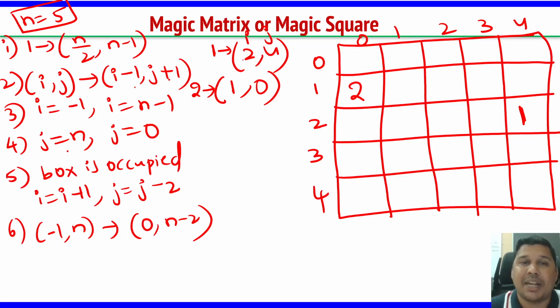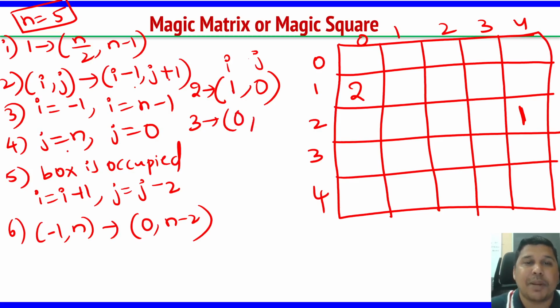Now, this becomes my i and this becomes my j. What will be the new location to fill 3? I minus 1, that is 1 minus 1, 0, comma j plus 1, that is 0 plus 1, 1. So, I should fill 3 at location 0 comma 1 here.